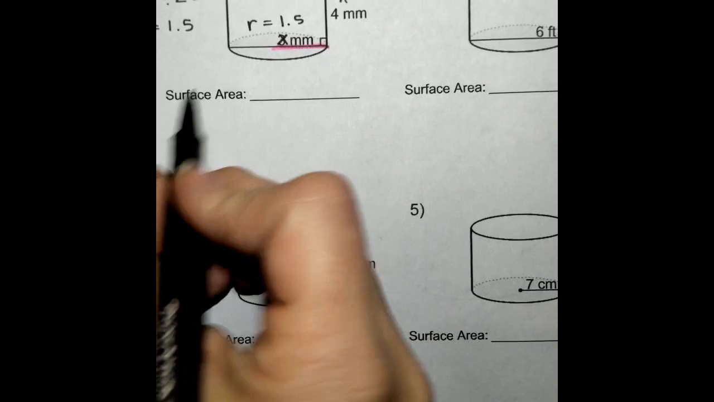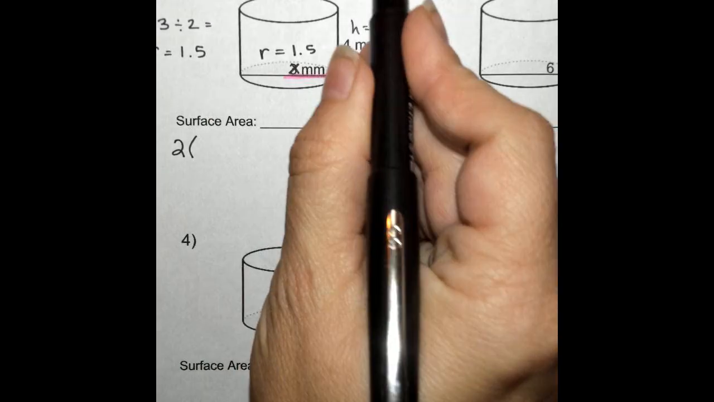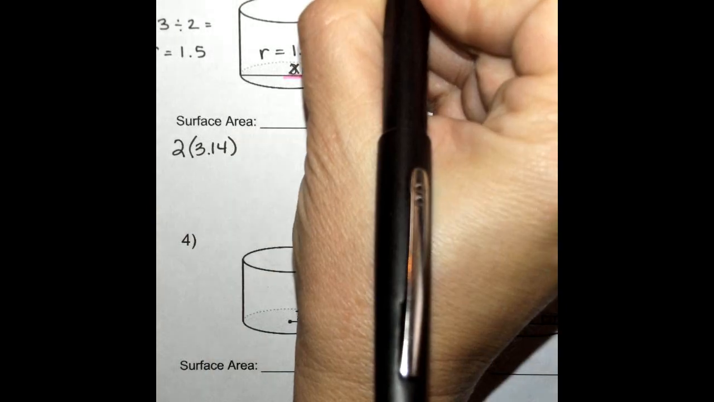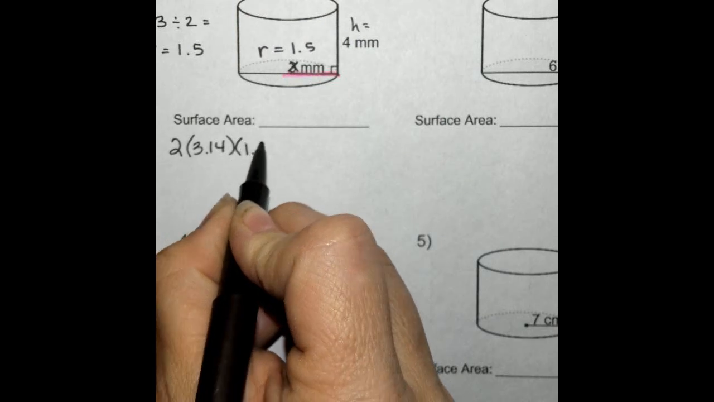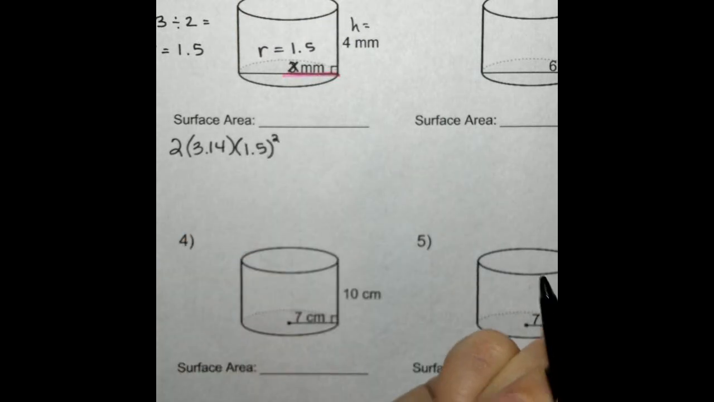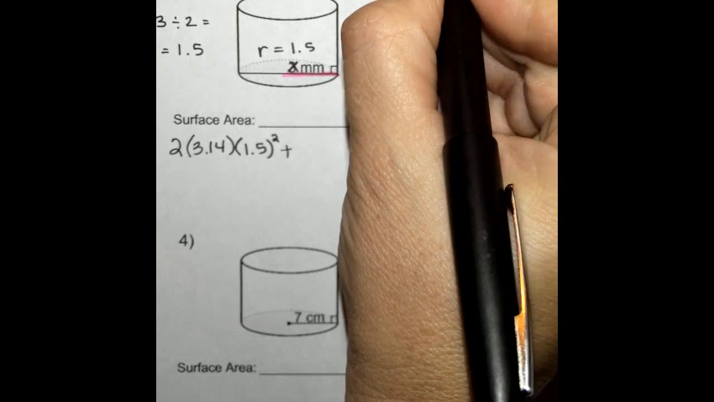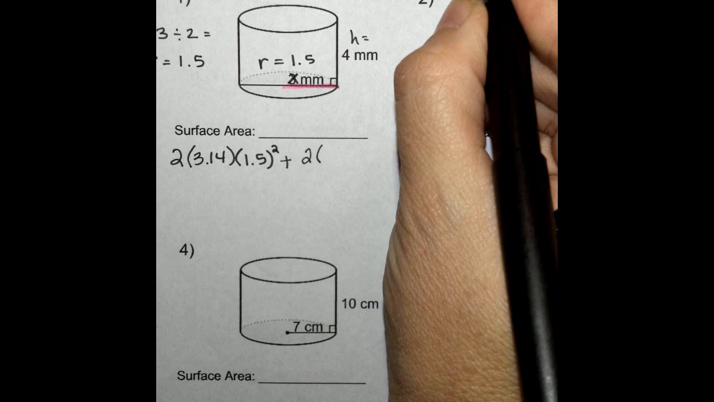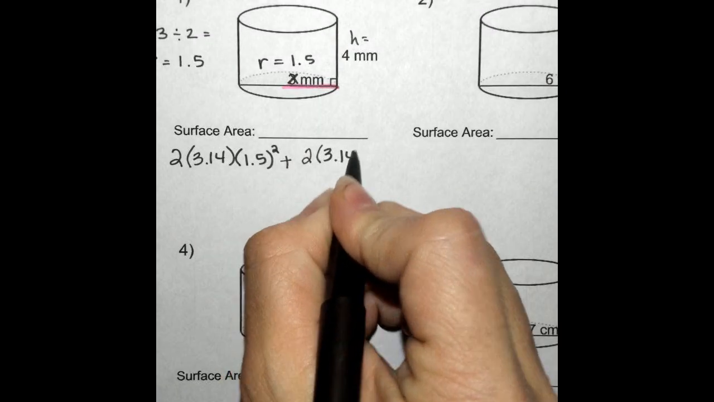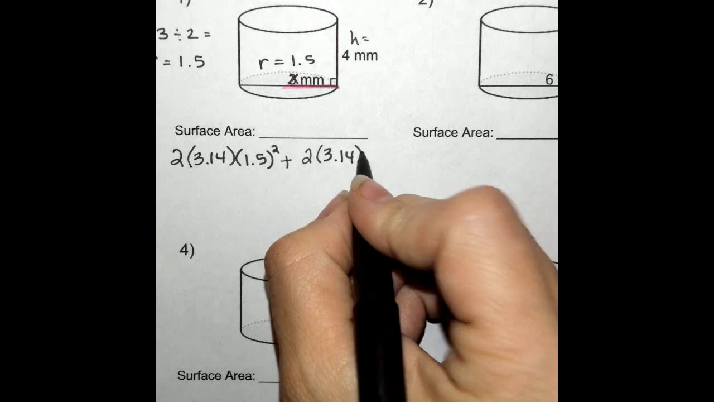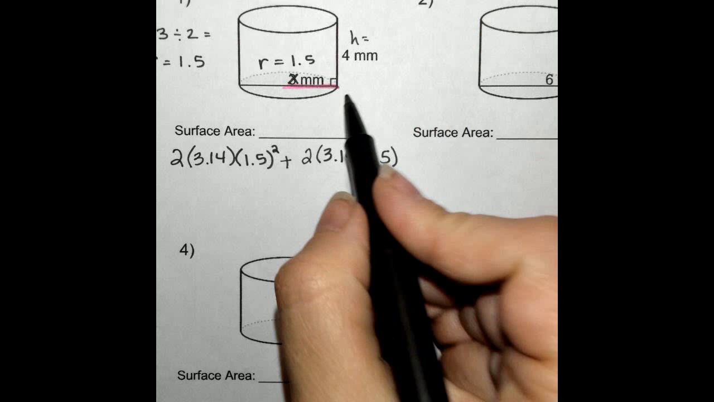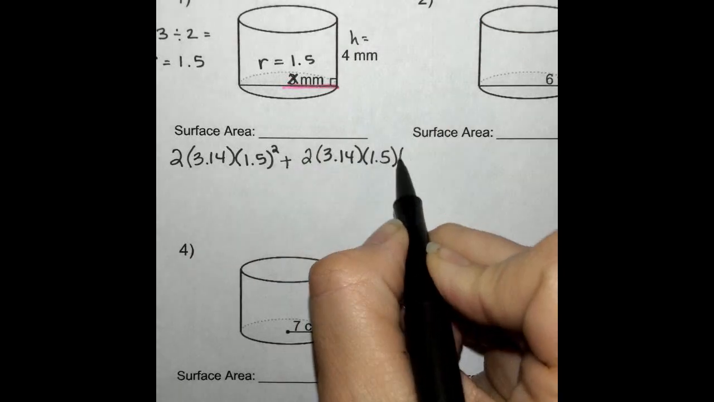Okay, so in our formula, we have 2 times pi, so 3.14, times radius squared, so 1.5 squared, plus 2 times pi times the radius, which is 1.5, times the height. We said the height, or how tall, was 4.